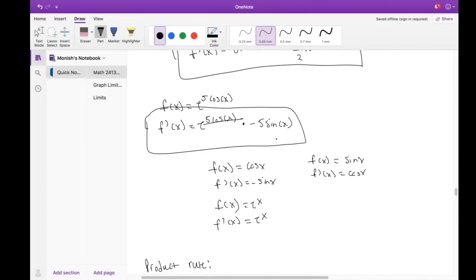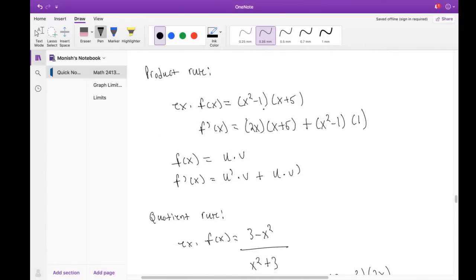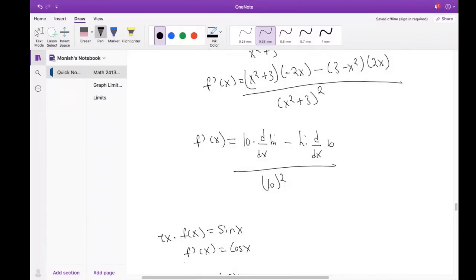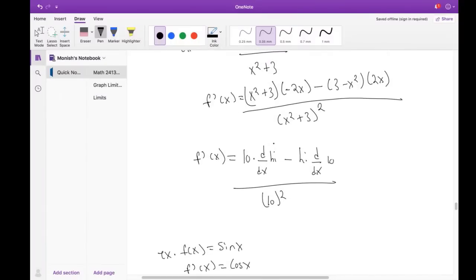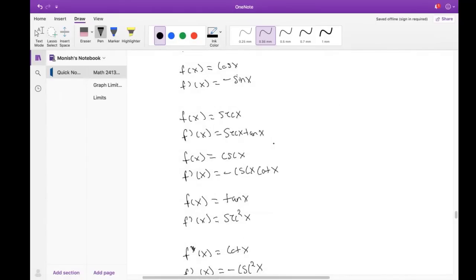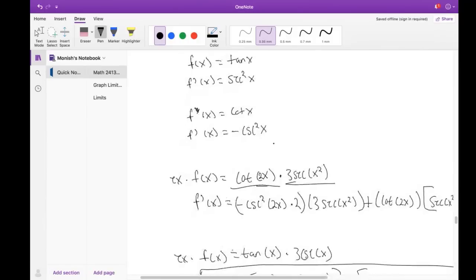And then product rule: take the derivative of one component and keep the other component constant, and then add that to the derivative of the other component while keeping the opposite one constant. That's pretty simple. Quotient rule, this was the general formula: the bottom function times the derivative of the upper function, minus the upper function times the derivative of the lower function, divided by the lower function squared. And then these are all the trig derivatives we went over.